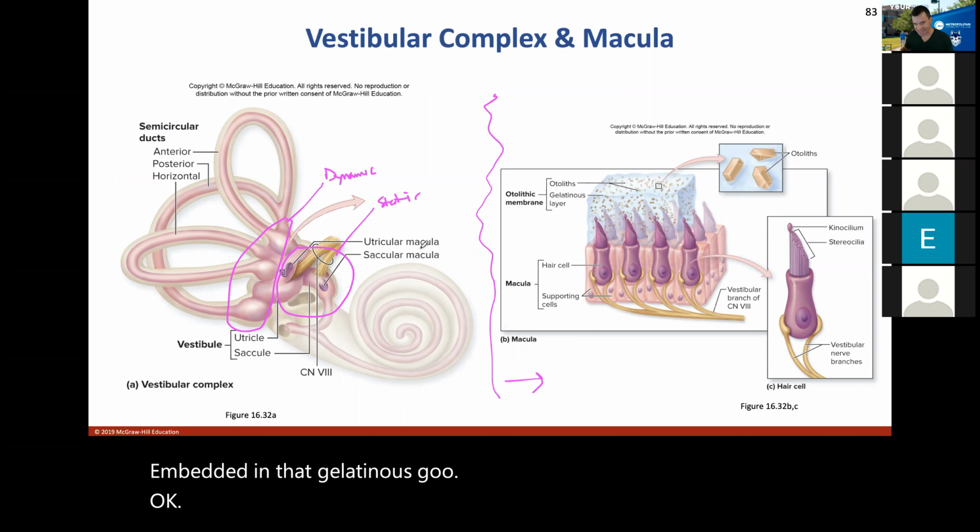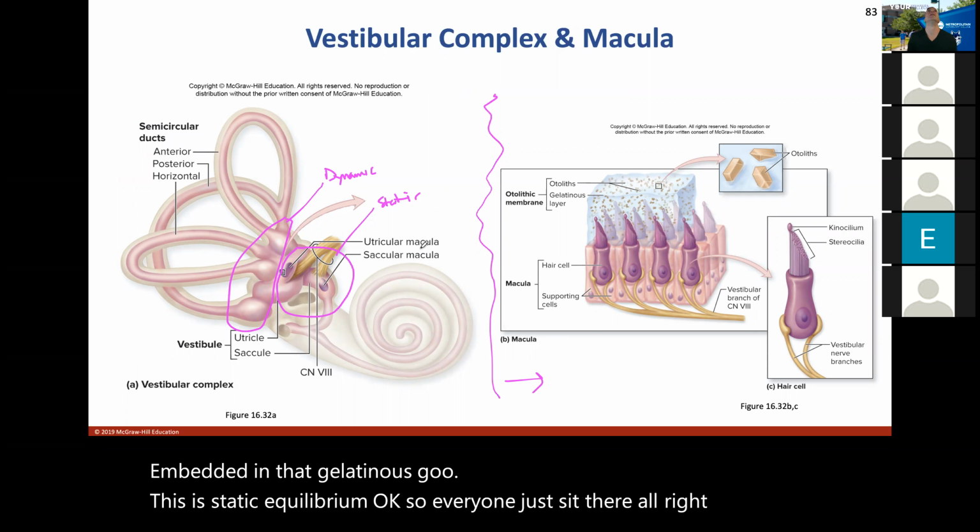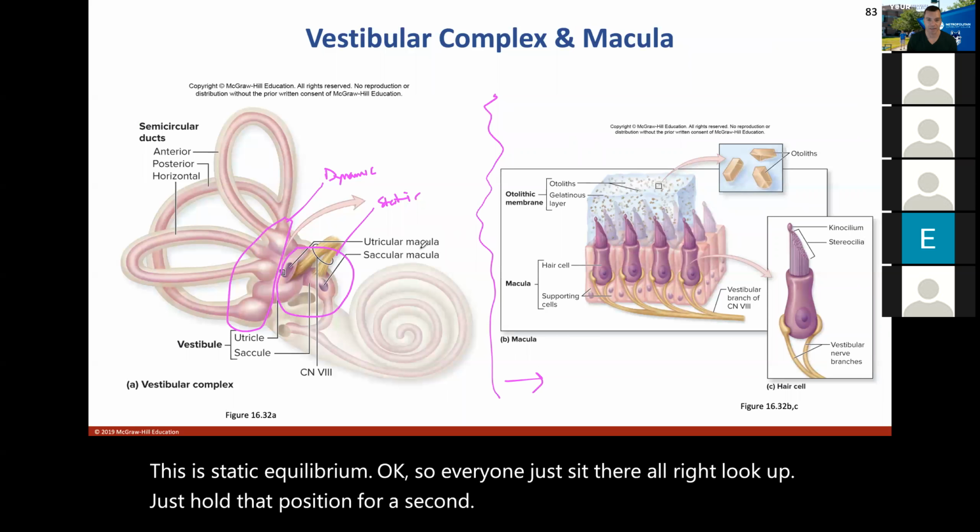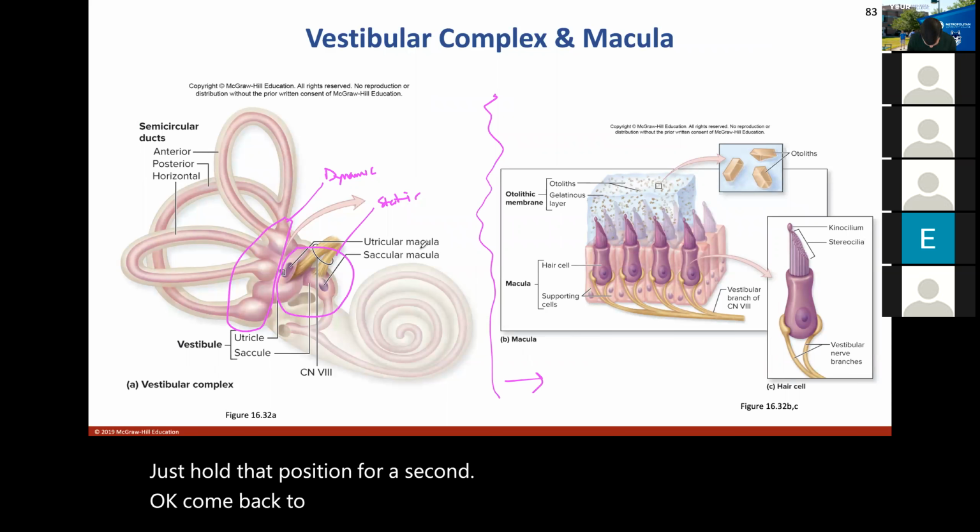This is static equilibrium. Okay, so everyone just sit there. All right, look up. Just hold that position for a second. Okay, come back to center. Look down. Come back to center.